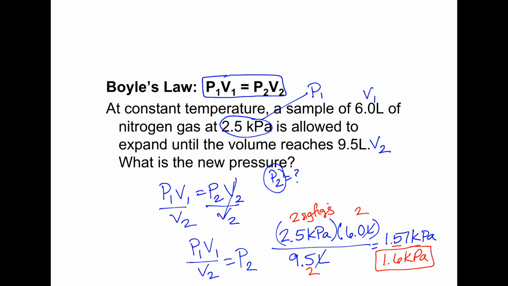Now again in this problem, we had an equation with 4 variables. We were given 3 out of the 4, and we calculated the 4th. This problem could have just as easily given us initial pressure and a volume, given us a second pressure, and asked us to calculate the volume instead.